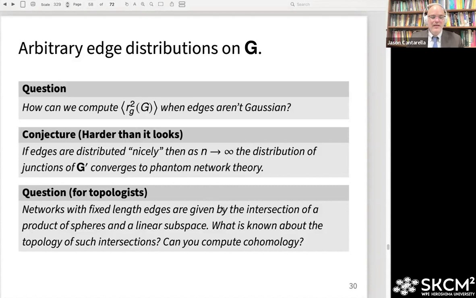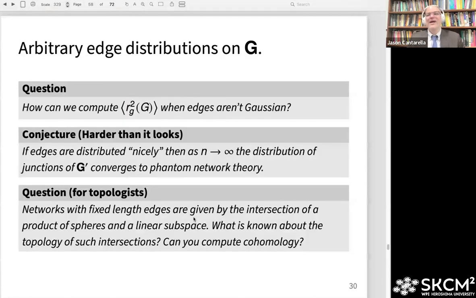A lot has been done, especially with polygon spaces. That's the case where the graph is a cycle, in computing cohomology of this type of intersection. But I want to do something more general. It's more like a linkage space.